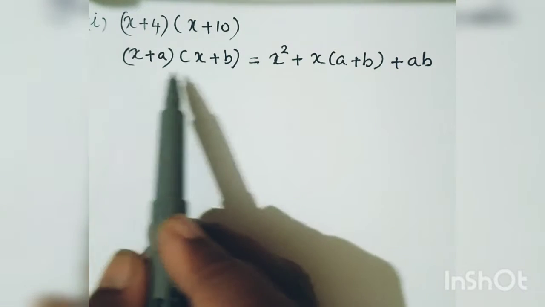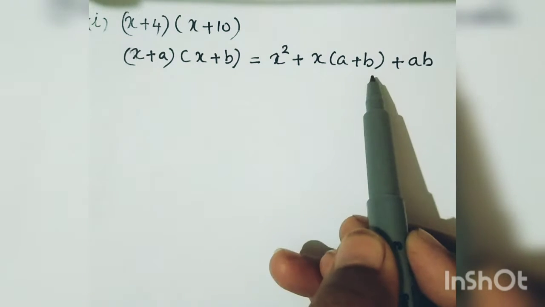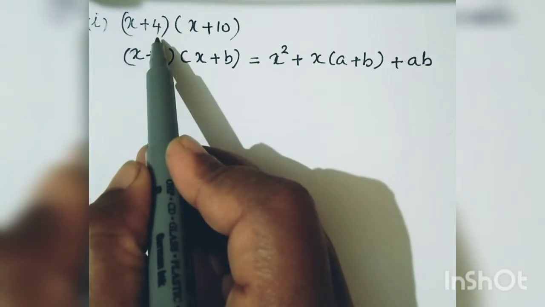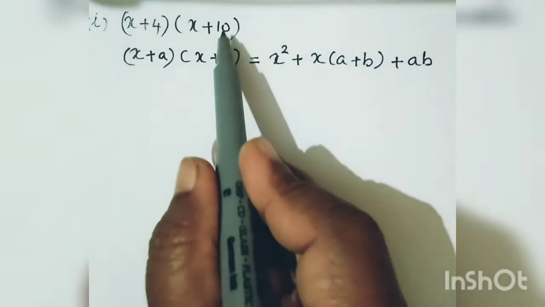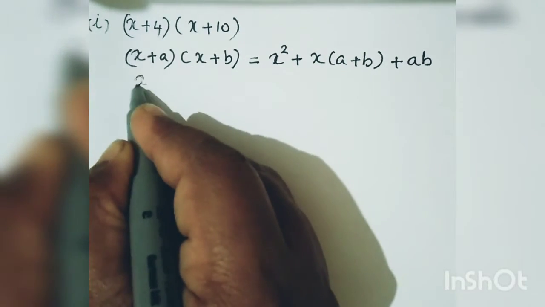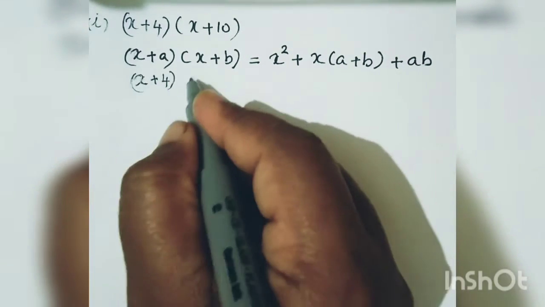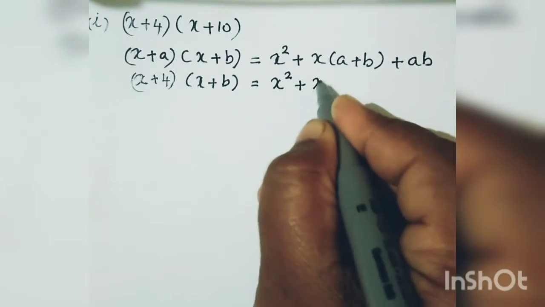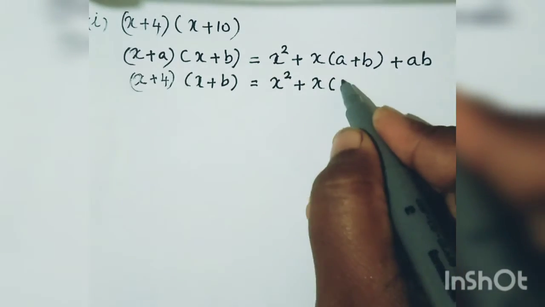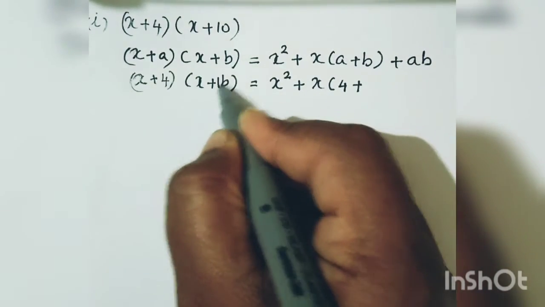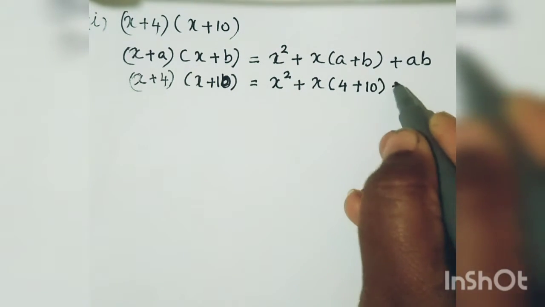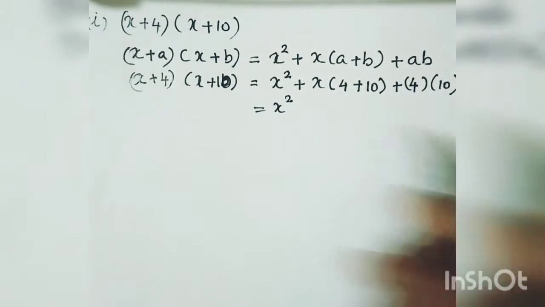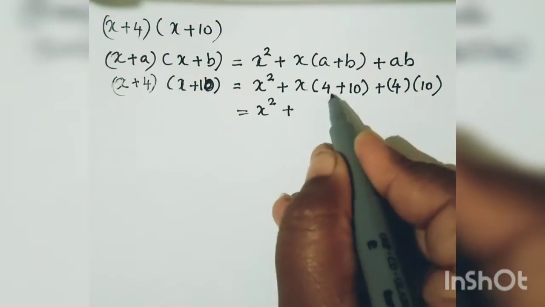Okay children, x plus a into x plus b. So this is the identity which we are going to use here. So when you use your identity here, a value is 4 and b value is 10. So we are going to substitute that here. That is x plus 4 into x plus 10 is equal to x square plus x into, so what is a now? A is 4. What is b? B is here 10. Plus 4 into 10.